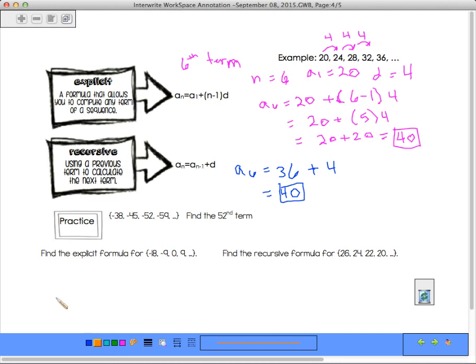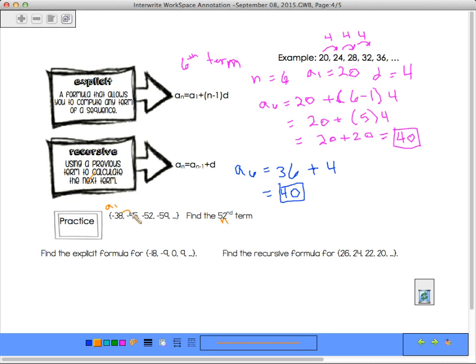All right, so let's try another practice one. We want to find the 52nd term. If I don't know the 51st term, I don't want to use the recursive. So I'm going to use the explicit. So that means I need to know what a sub 1 is. So we've got a sub 1 right here. That's negative 38. I need to know what n is. Well, n is 52. And I need to know what d is.